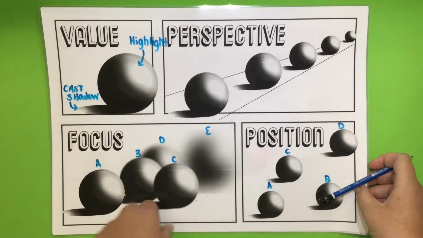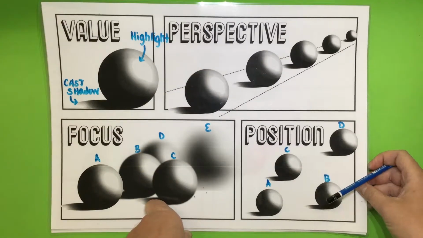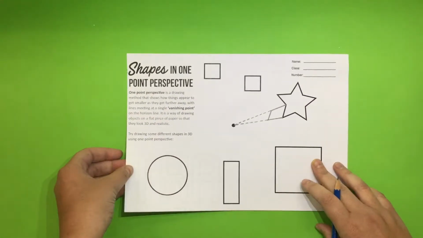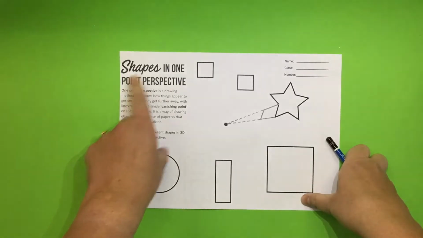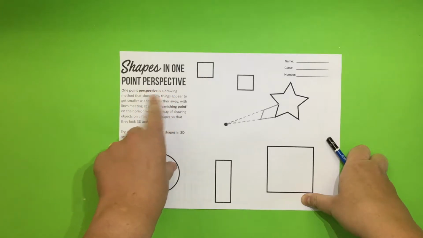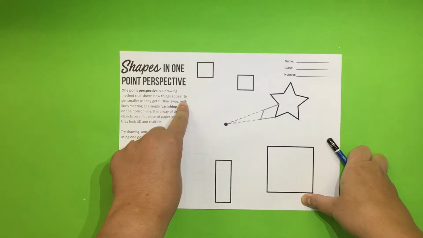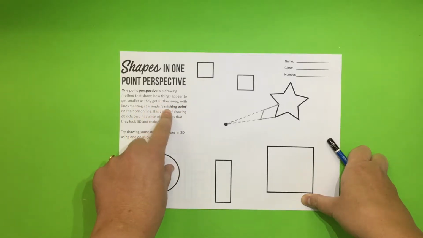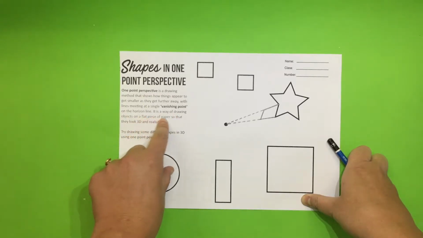Now today we are going to be exploring the tool of perspective to create the illusion of depth or space. I'm going to be giving you at your table a packet of worksheets that will take you through a tool that we use called one-point perspective. One-point perspective is a drawing method that shows how things appear to get smaller as they go farther away, with lines meeting at a single vanishing point on the horizon line. It's a way of drawing objects on a flat piece of paper so that they look 3D and realistic.